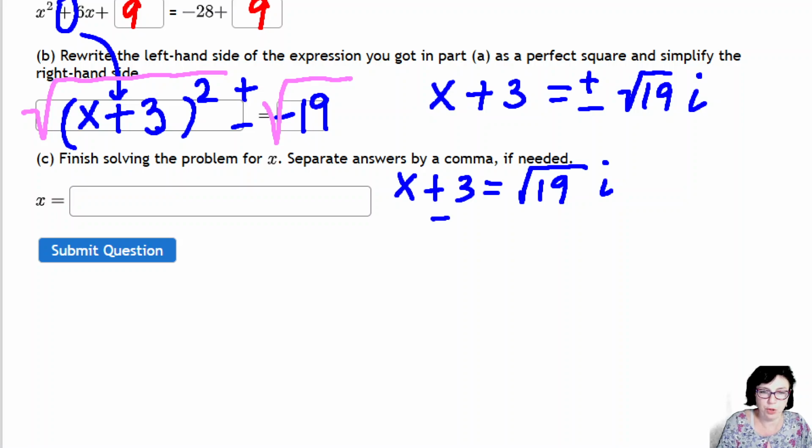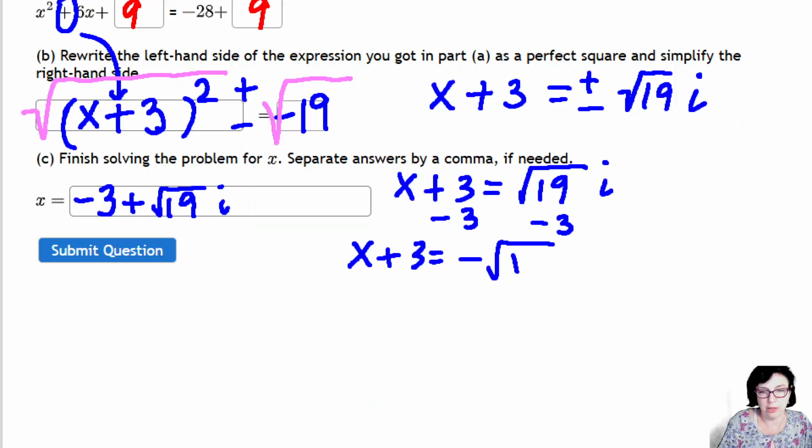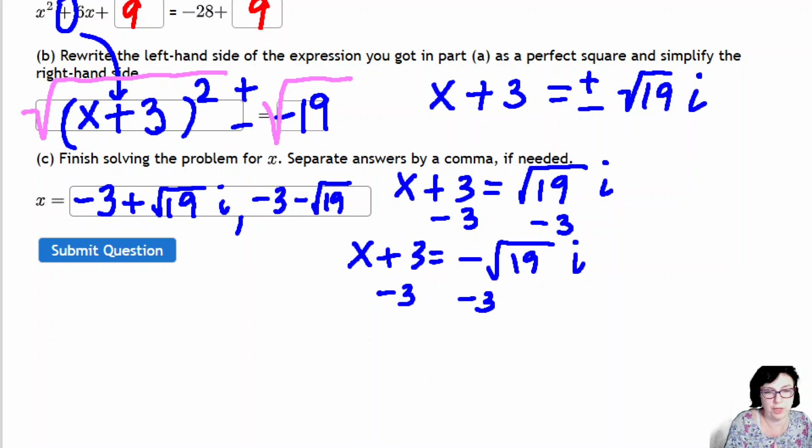To solve, we're going to subtract 3 from both sides. Please don't try to combine the negative 3 and that square root of 19 i. You cannot combine them. They're not like terms. The first answer would be negative 3 plus square root of 19 i. And then the second answer, what if it was negative? The negative was outside, so negative square root of 19 i. Well, now you have to subtract 3 from both sides. And so the second answer is going to be negative 3 minus square root of 19 i.